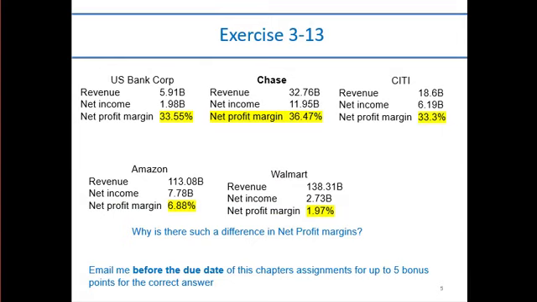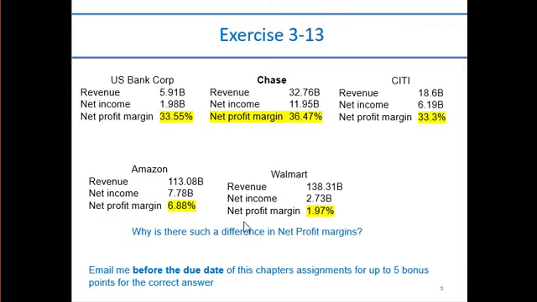Next, we've got something that might be interesting at a local level. We've got the profit margins of the three larger banks, U.S. Bank, Chase, and Citi, and they're all roughly 33 to 36% profit margin. Then we've got another type of business, a retailer, Amazon and Walmart. You can see that Amazon's ratio is 6.88% and Walmart's is 1.97%.